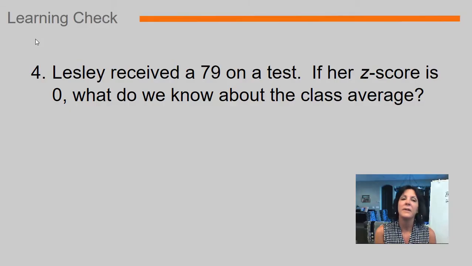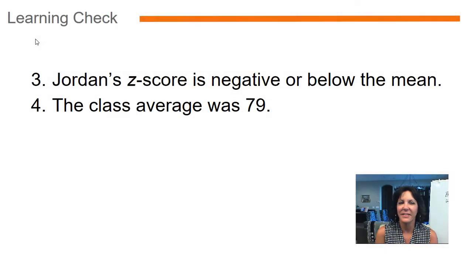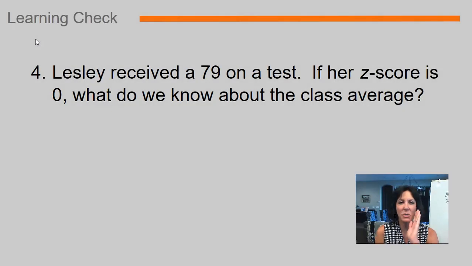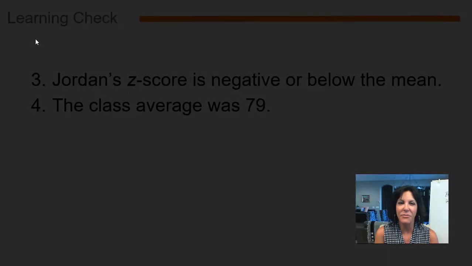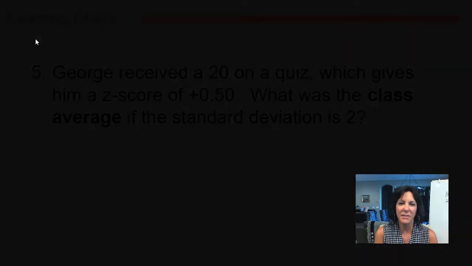Leslie received a 79 on a test, and let's just say her z-score is 0. What do we know about the class average then? What is the class average score? Pause the computer if you need to. The class average was 79. If Leslie was right on at 79 and her z-score is 0, well, that means average. So that means the class average was 79.